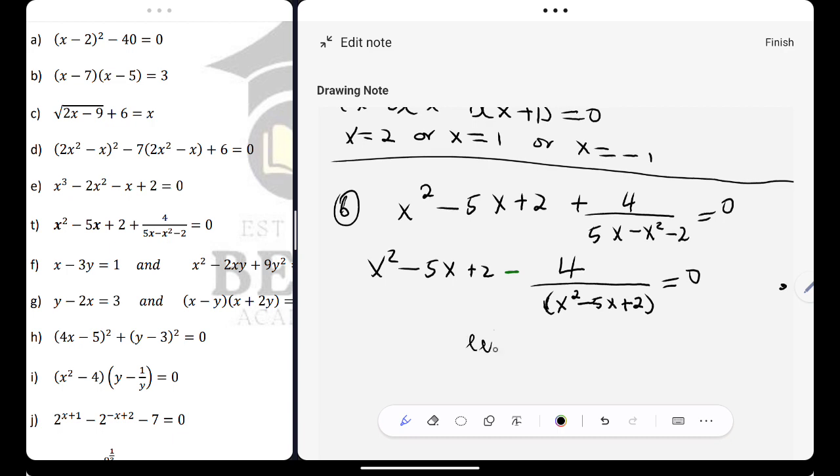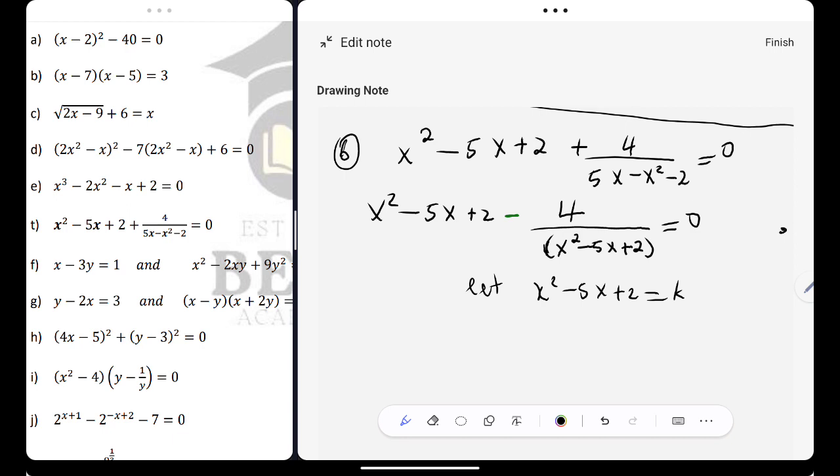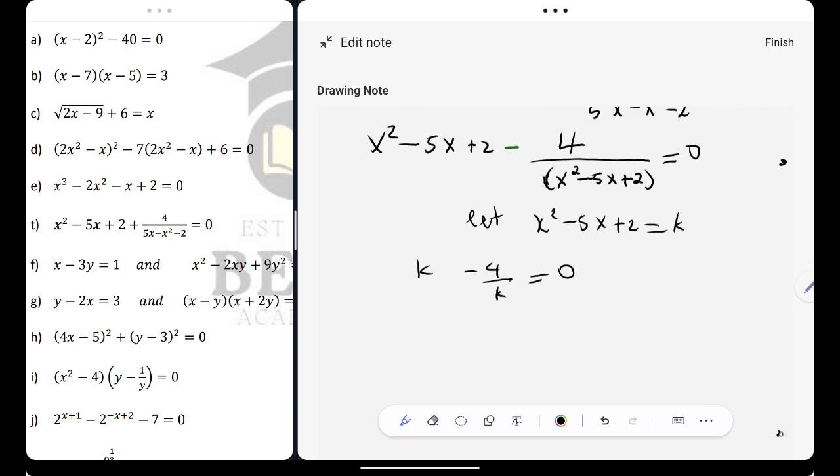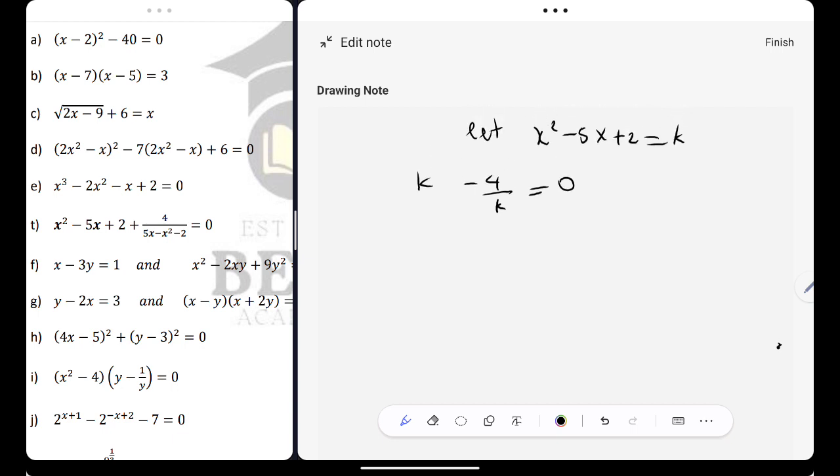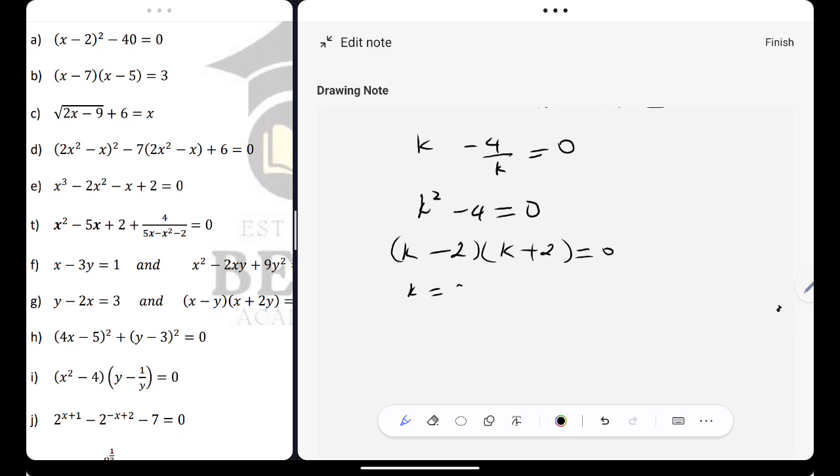So now I can say let x squared minus 5x plus 2 equal to k. Alright, together. So I'll have what? K minus 4 over k is 0. Then I'll start solving. Whenever I multiply everything by k, I'll have k squared minus 4 is equal to 0. K 2 minus plus, because the difference of two squares, né? Then k is 2, or k is minus 2.